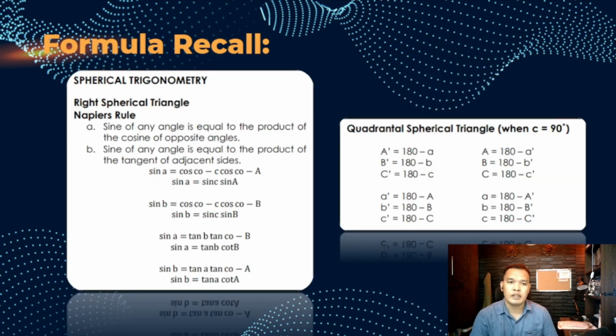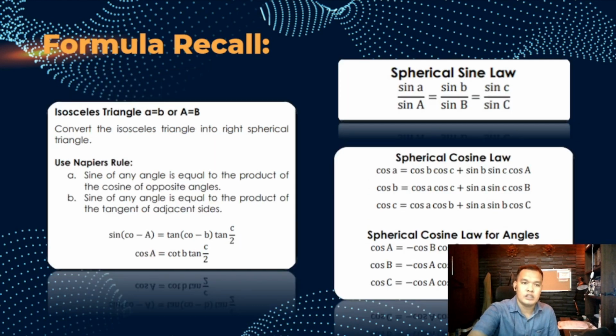We have also spherical trigonometry. Under spherical trigonometry is the right spherical triangle, which uses Napier's rule: the sine of any angle is equal to the product of the cosine of the opposite angles. Then the sine of any angle is equal to the product of the tangent of the adjacent sides. Later I will show you what that means. Then we have also the quadrantal spherical triangle when C is equivalent to 90 degrees. We have also the isosceles triangle. We have Napier's rule also there. Then we have also spherical sine law, spherical cosine law, and spherical cosine law for angles.